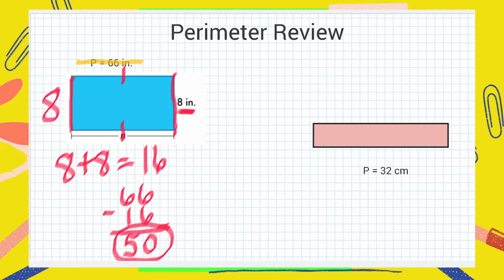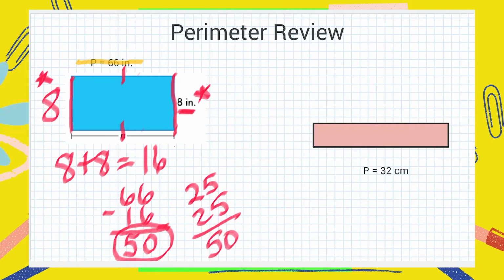Now, if this side equals 8 inches, and so does this side, that means that these two sides are going to be the same amount. What two numbers can I double to get 50? If you don't know, I'll give you a hint. It's the same value as a quarter. If I double a quarter, what do I get? 50 cents, that's right.